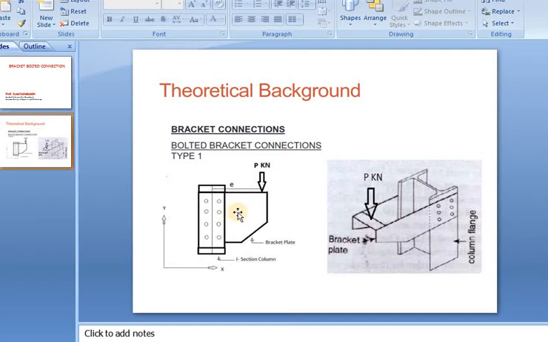We will see this in the problems, but here I am just showing the figure of how the load is taken by this bracket, and how to find the number of bolts or the diameter of bolts required. All these things will be cleared in the next part.